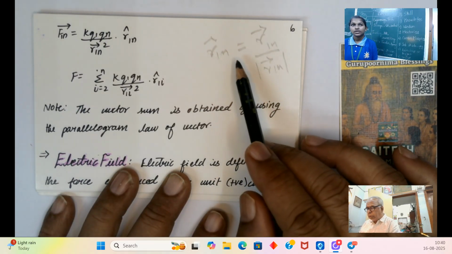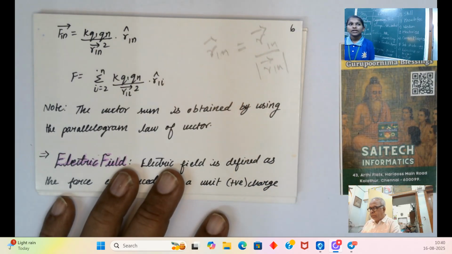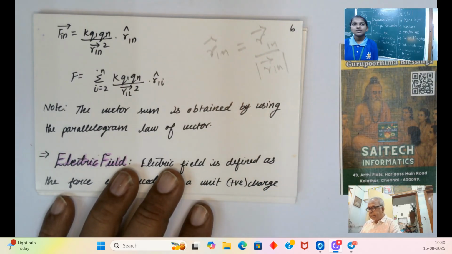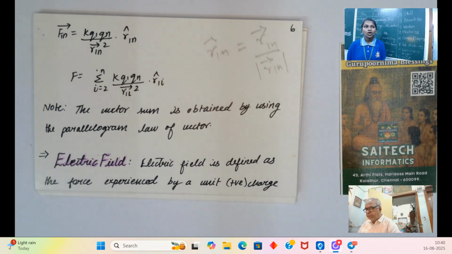Are you able to follow? Yes, sir. So the note that can be used here is that the vector sum is obtained by using the parallelogram law of vectors.